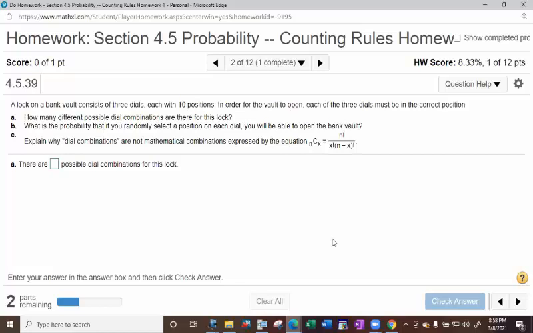Oh, it's got 3 parts here. What do we got here? 10 positions, bank vault. How many different dial combinations are there? How about 10 times 10 times 10? I think it's 1,000.